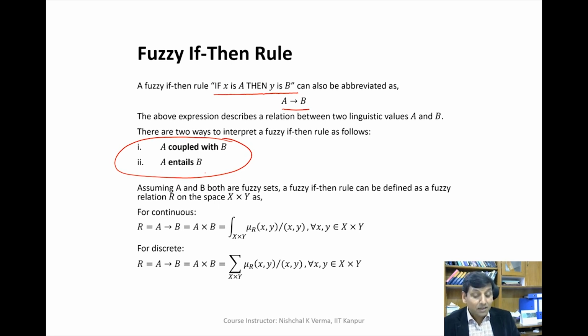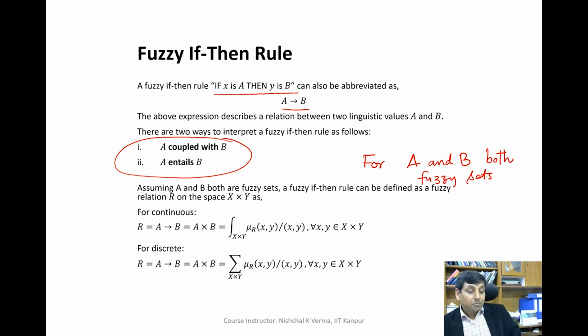So let us assume here that A and B are both fuzzy sets. Alright, why are we saying that A and B are both fuzzy sets? Because B in a fuzzy if-then rule can be either crisp or fuzzy. But here we are assuming for this discussion that both A and B are fuzzy sets.